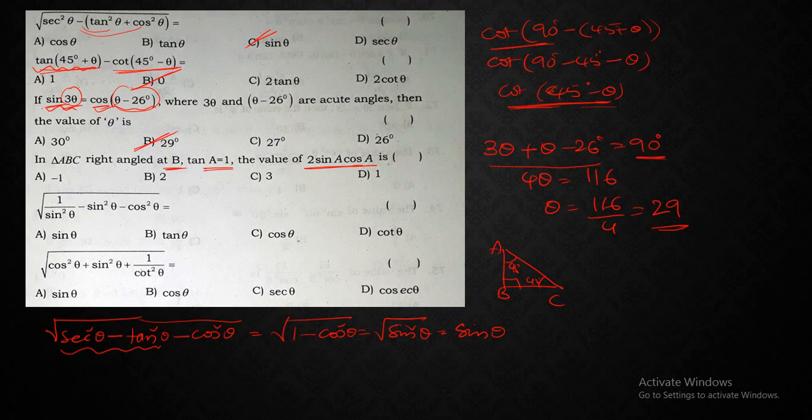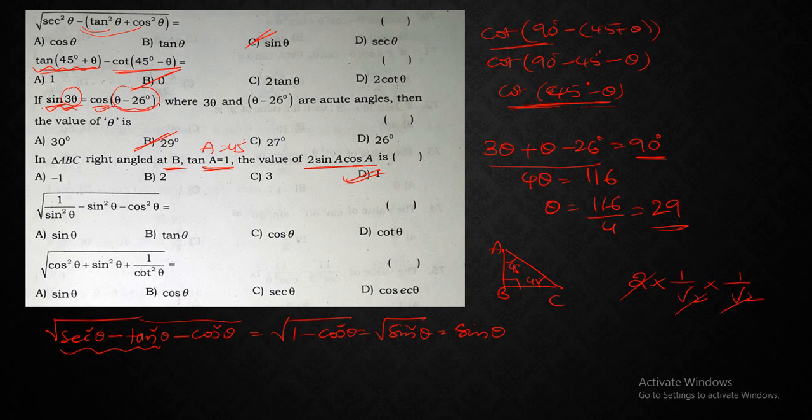Then what is he asking? 2 sin A cos A. So tan A is equal to 1 means A is equal to 45 degrees. So 2 into sin 45 is 1 by root 2 into cos 45 is 1 by root 2. So root 2 into root 2 is 2. So 2 gets cancelled. So final answer is 1. Next, 1 by sin square theta.